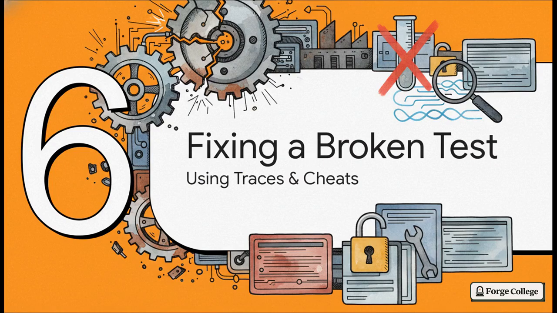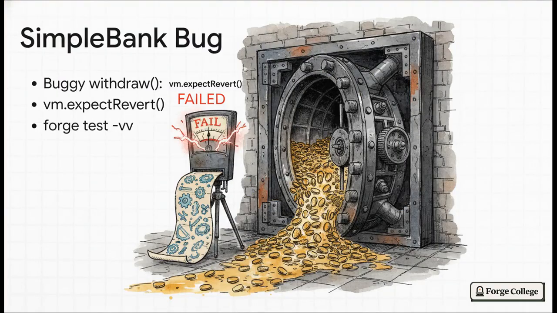Section 6. Fixing a broken test. Time to use our traces and cheats. Even the best factories experience a malfunction every now and then. So let's walk through fixing a broken process. Imagine we've written a simple bank contract, but oops, the withdraw function accidentally forgets to verify if the user actually has enough money before handing over the cash. In Web3, we call that a career-ending catastrophe.